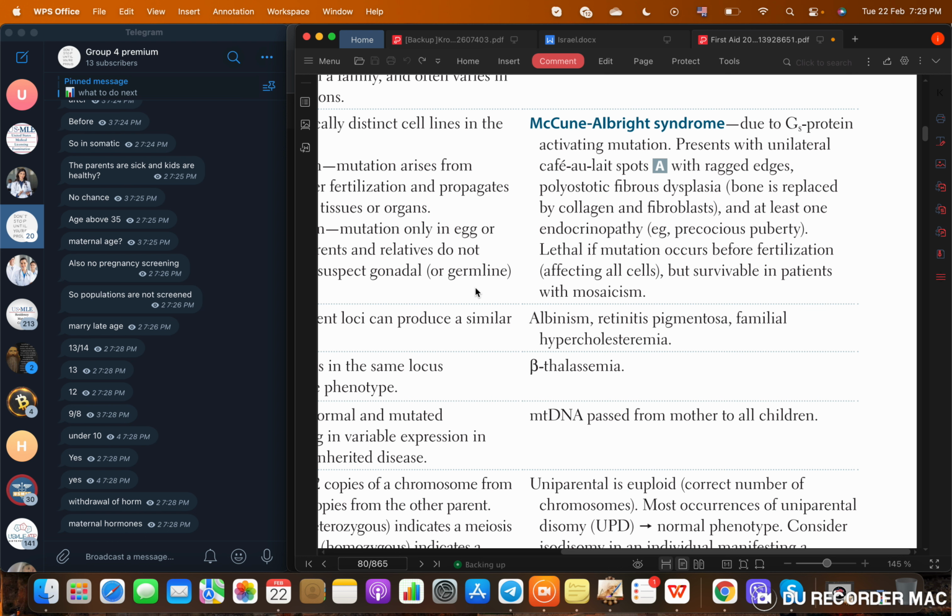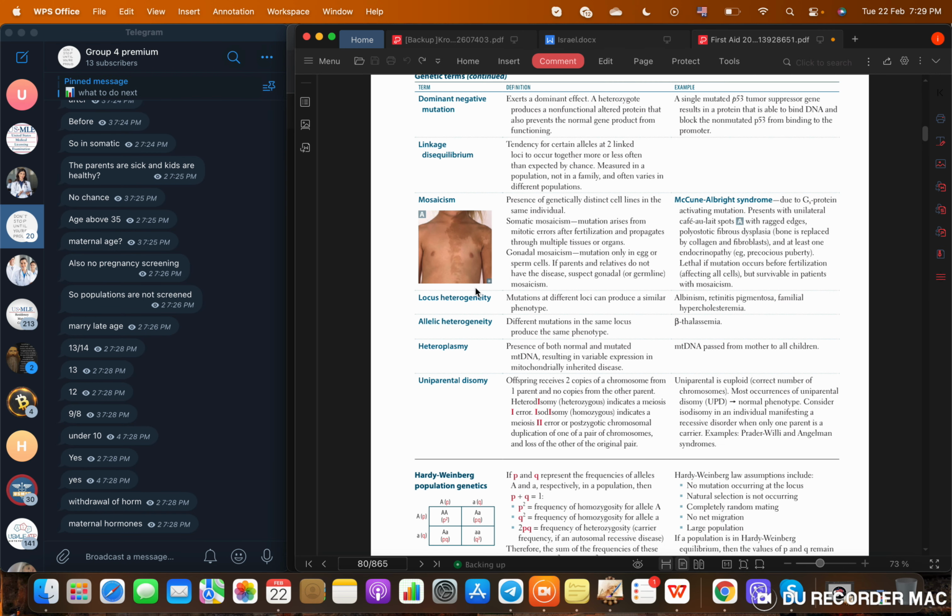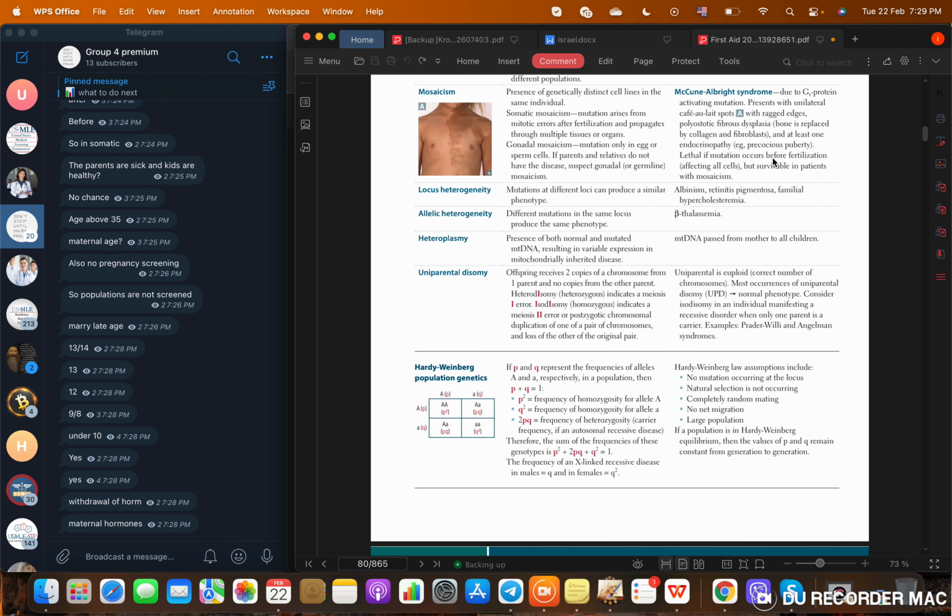Okay, so now we established the precocious puberty. Lethal if a mutation occurs before fertilization, affecting all cells, but survival in patients with mosaicism. Okay. So if it occurs before fertilization, as we said, the patient is dead. But some of them, if the patient has mosaicism, which means different cells have different origins, they might survive. Also, a mutation after fertilization has a much better prognostic value than a pre-fertilization mutation. Much poorer before fertilization, of course.